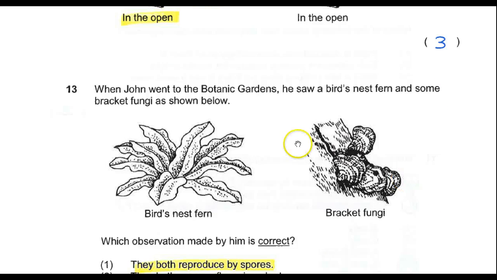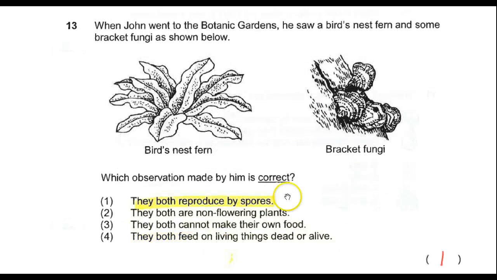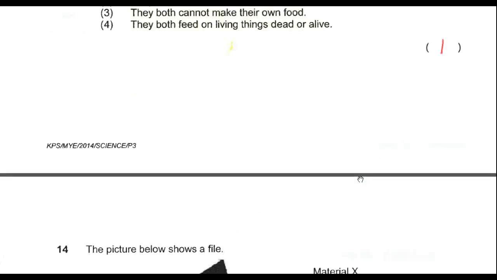Now John went to the botanic gardens and saw the bird nest fern and some bracket fungi here. Bird nest fern, this is plant, this is fungi. Okay, the bracket fungi are these. This is the wooden trunk of the tree. Okay, observation, they reproduce by spores. Right, so it's number 1, reproduced by spores.